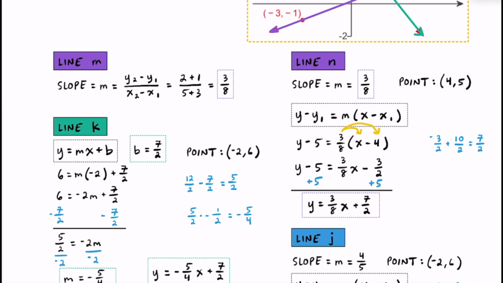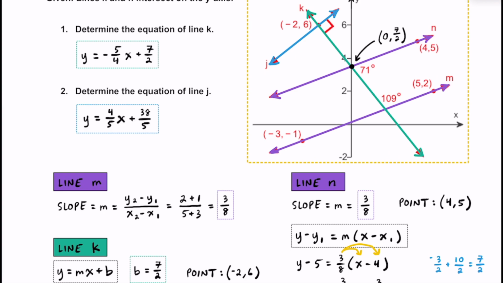Going all the way back to the top now, let's just write that in. Here are the two equations that we were asked to find. We have line K, which has a slope of -5/4, and then we have line J, which is perpendicular to line K, so notice it has an opposite reciprocal slope to it. Alright, so that just about wraps up this video on these practice problems dealing with parallel and perpendicular lines.